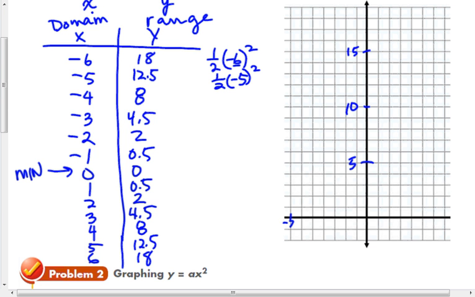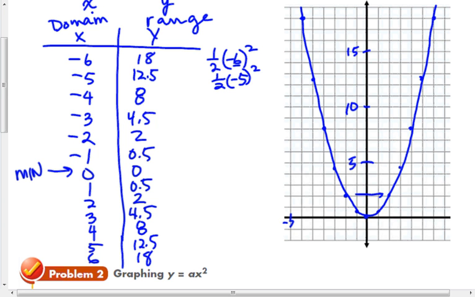Okay, so -6 is 18, that would put me here. Then I'm going to be at 12.5, then at 8, then at 4.5, 2, half, 0. Now these are all going to repeat, so I'm just going to go straight across from my other point there and match it up using the symmetry of the parabola to help me out with that. And now I'm just going to draw in a line to look like a parabola, a little bit of a curve.